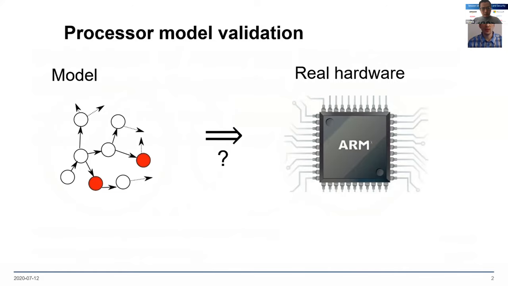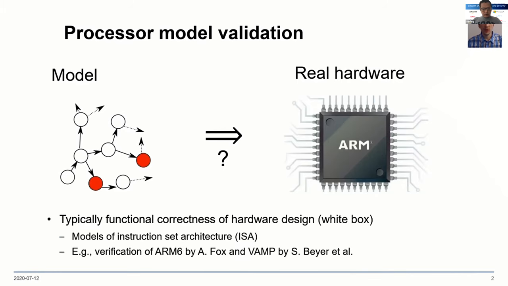This may be the case when either the intended behavior is not represented by a processor design, or if the chip is not faithfully manufactured according to the design. Such flaws may be intentional or honest mistakes, but it's a problem either way. In the literature, this problem is typically considered for functional correctness of the instruction set architecture using available hardware designs. Examples of these are the works of Fox, Bayer, and others that deal with the architectures of ARM6 and VAMP. Our work deals with the models for side channels instead, and we perform validation by testing.